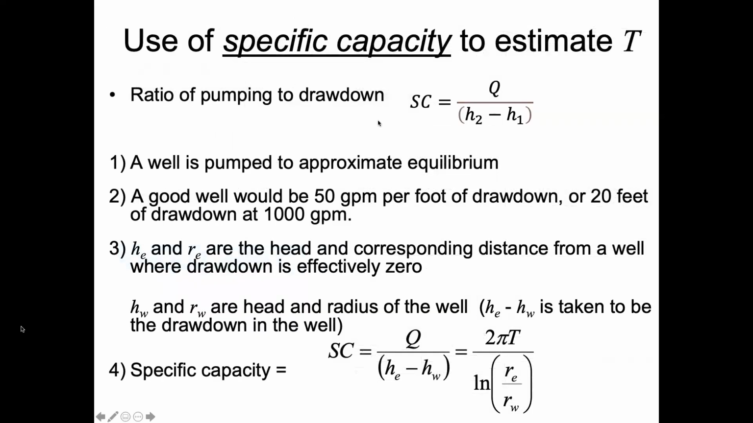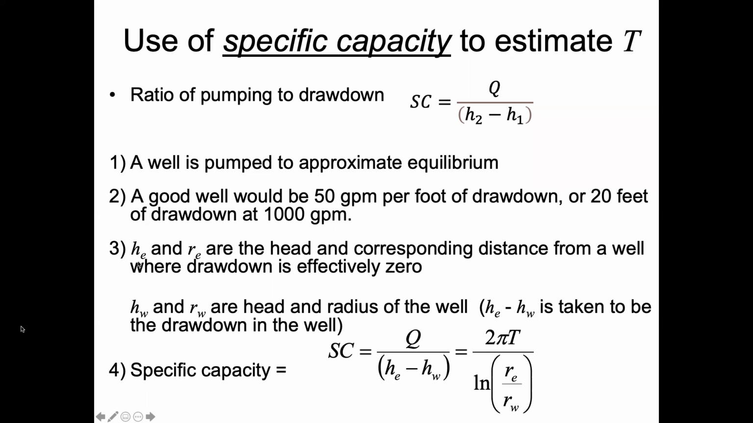So we have that specific capacity. It's the pumping over your drawdown at a given well. And we can say, okay, if a well is pumped to approximately equilibrium, so we're basically at the same conditions as the Thiem equation that we were just talking about before. We can also say a good well would be able to produce about 50 gallons per minute per foot of drawdown, or about 20 feet of drawdown at 1,000 gallons per minute. So, just trying to give ourselves some estimates of what this looks like.